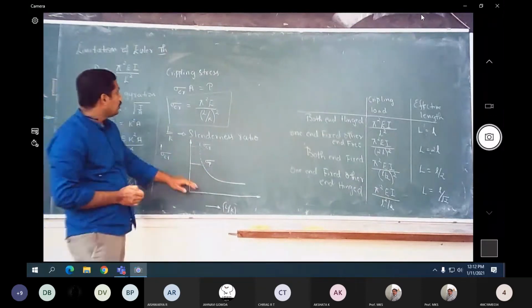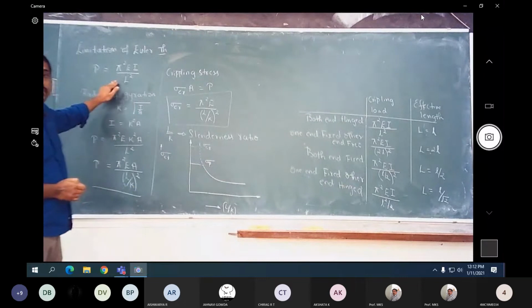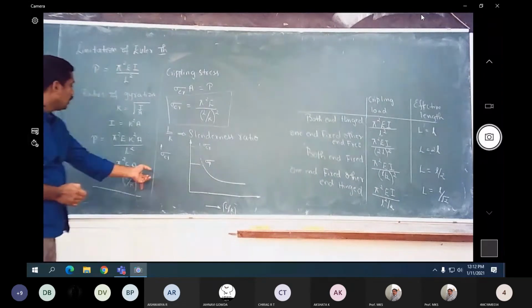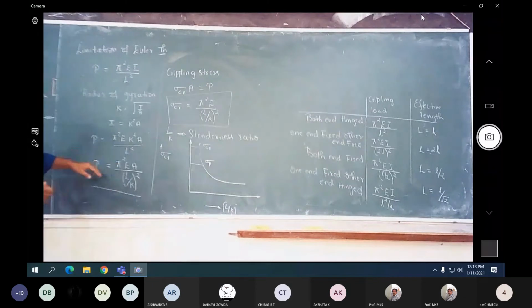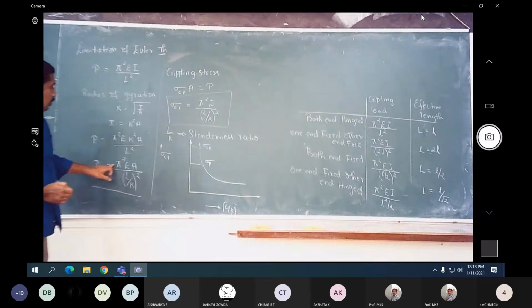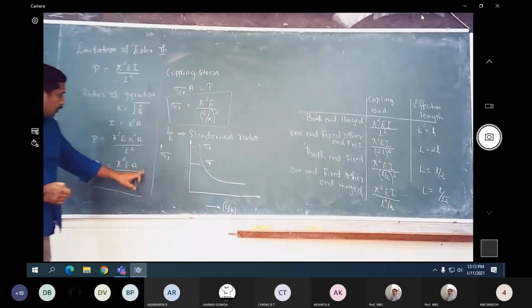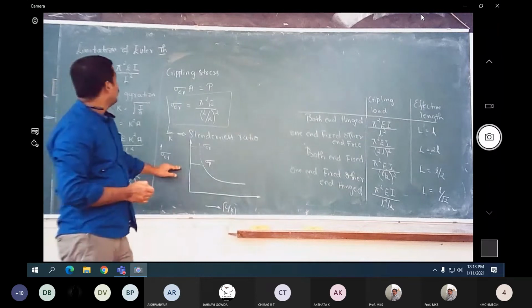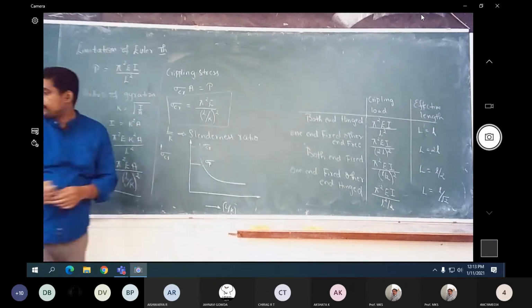And it is only applicable with longer columns, since the equation only takes into account the buckling load or crippling load. The effect of a compressive stress or crushing stress is neglected by the Euler theory, so it is only applicable for longer columns. So that is a major disadvantage of Euler theory.